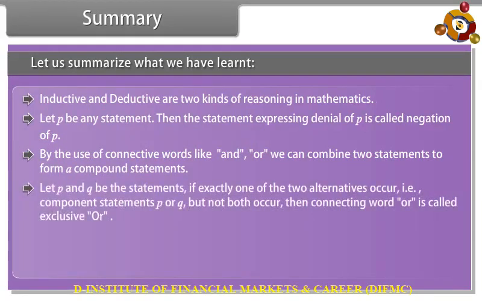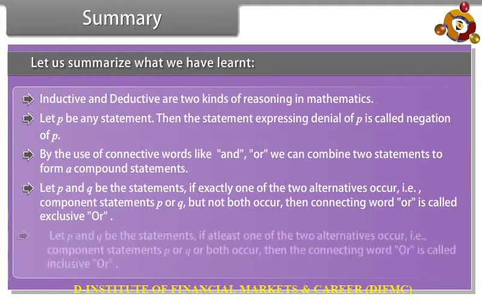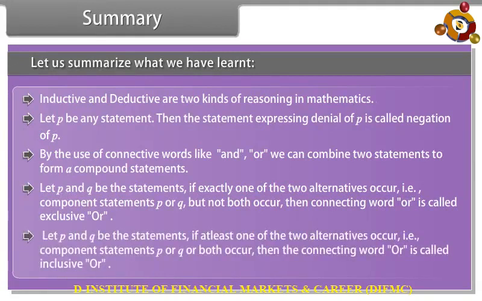Let P and Q be statements. If exactly one of the two alternatives occurs, that is, component statements P or Q, but not both occur, then the connecting word or is called exclusive or. If at least one of the two alternatives occurs, that is, P or Q or both occur, then the connecting word or is called inclusive or.